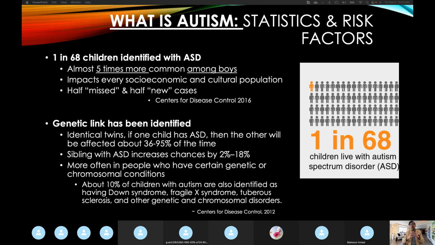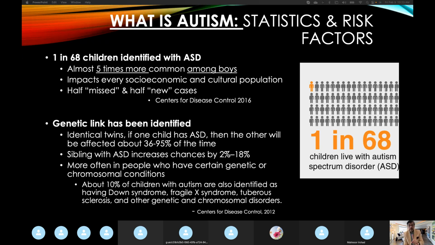There is a strong genetic linkage. In identical twins, if one child has autism spectrum disorder, then the other will be affected about 36 to 95% of the time, which is a high prevalence. So it has a genetic preponderance. A sibling with ASD increases the chance by 2 to 18%.